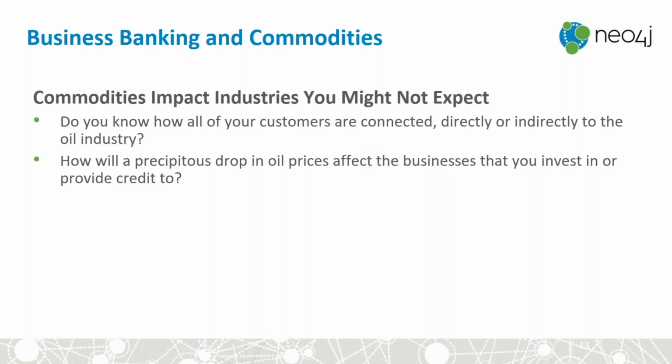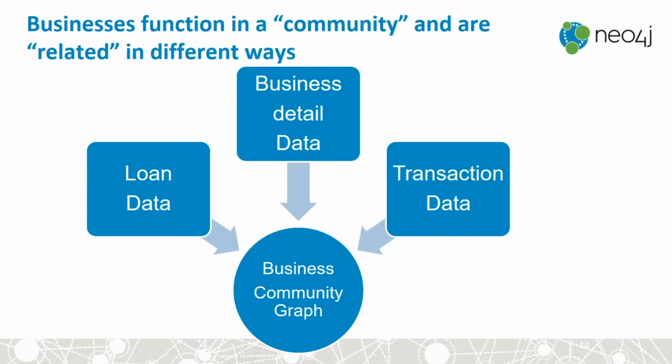So obviously commodities impact industries you might not expect. Do you know all of your customers? How are your customers connected directly or indirectly to the oil industry? And how will a precipitous drop in oil prices affect the businesses that you invest in or provide credit to? All right, so how do we go about doing this?